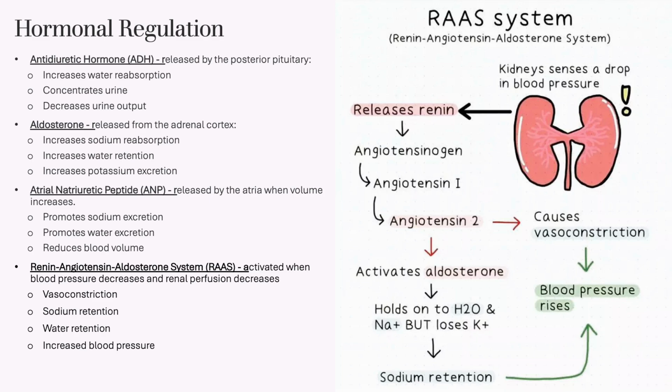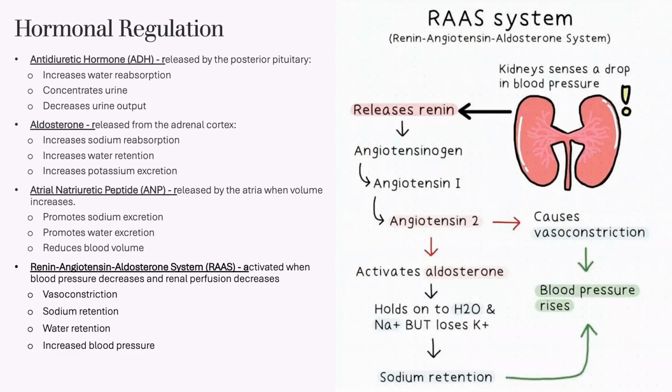So when it's released by the pituitary gland, the water is reabsorbed in the collecting ducts. And this basically means when more water is reabsorbed, the urine is going to be concentrated, right? And it also will decrease your urine output because now the body is trying to hold the volume in because the blood pressure is low.